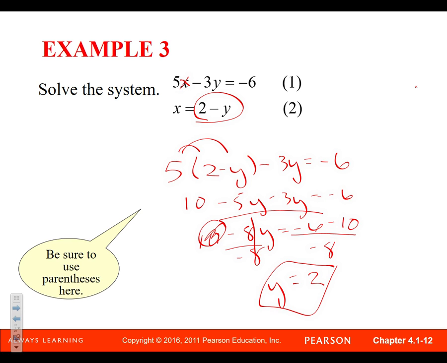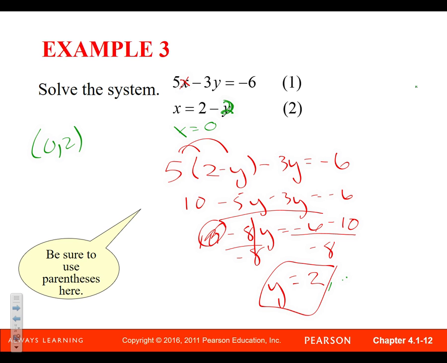So if y is 2, what is the value of x? What does x equal? X equals 0, because if y is 2, then 2 minus 2 means that x is equal to 0. So I would say my solution is (0, 2). Now, does that make it true?